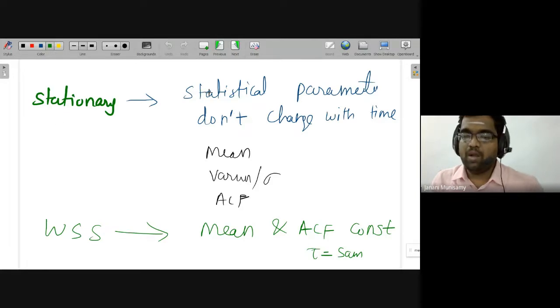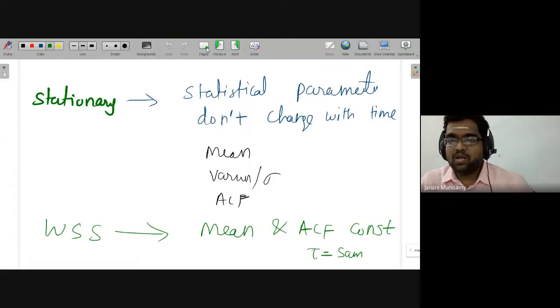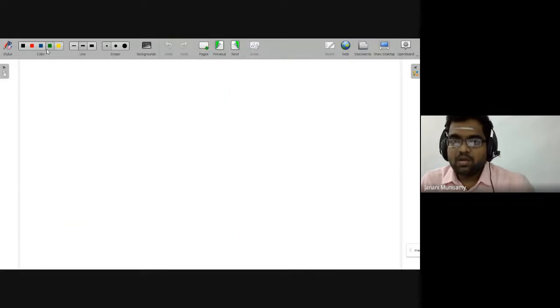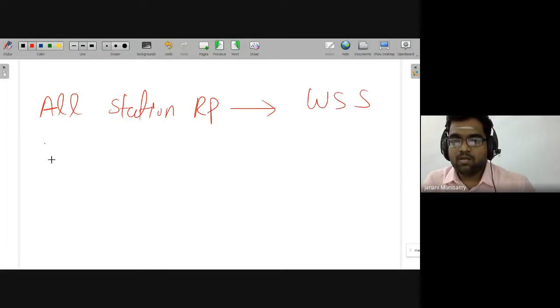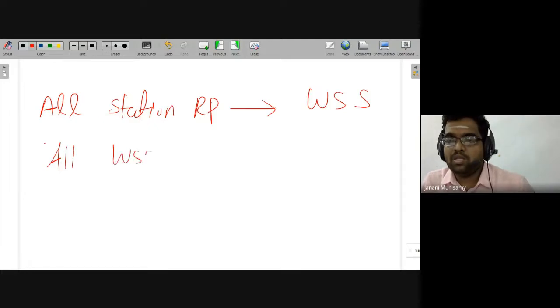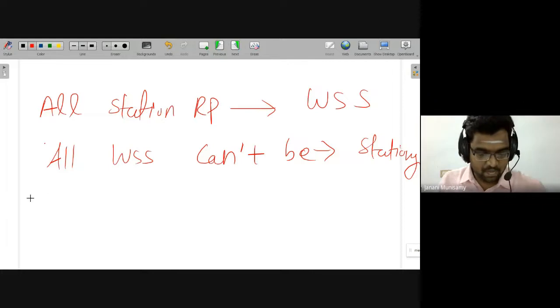So here you can make one conclusion. If the particular process is stationary, it can be WSS also, because stationary means all the parameters have to remain constant with respect to time. So what is the conclusion here? All stationary random processes can be WSS, but all WSS cannot be stationary. That is the important observation. This is with respect to the different types of random process.